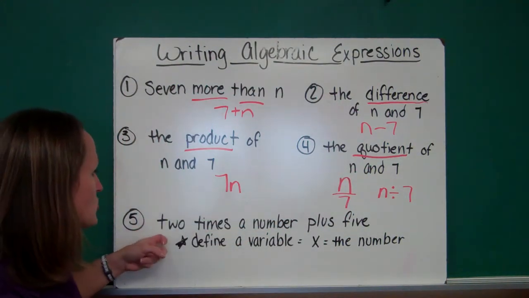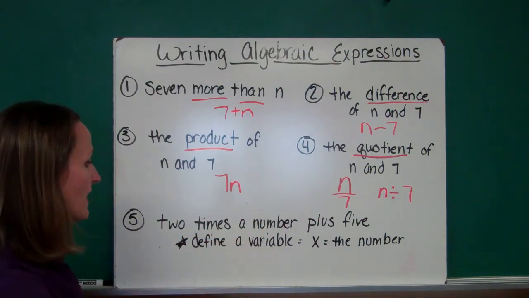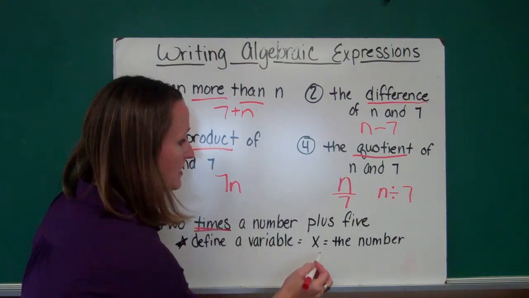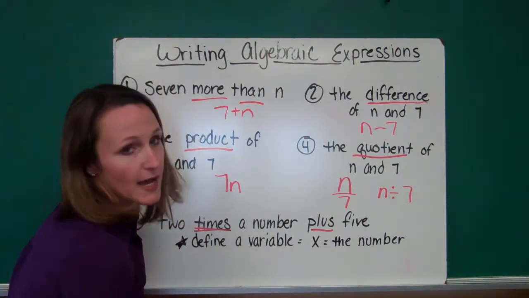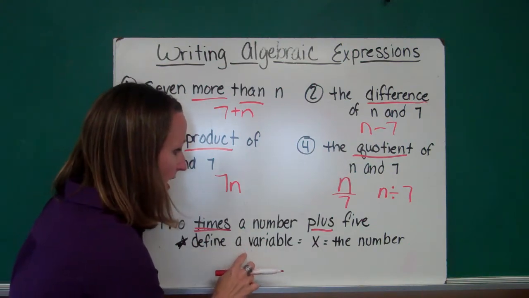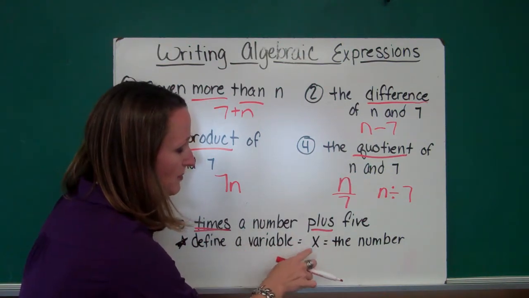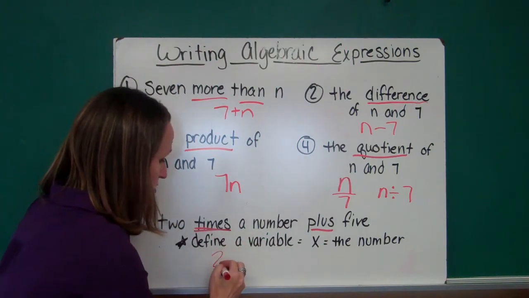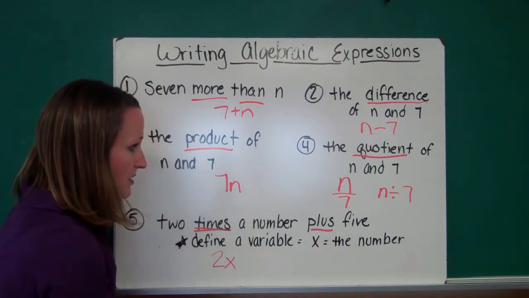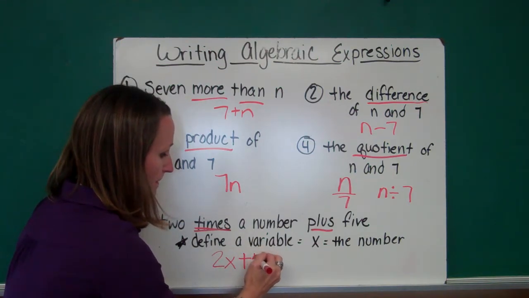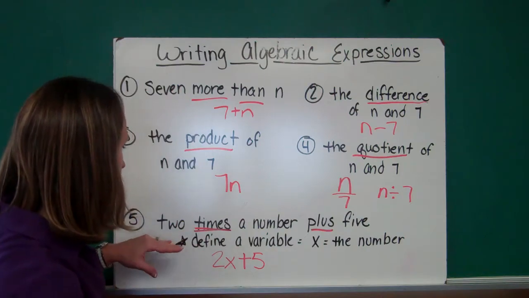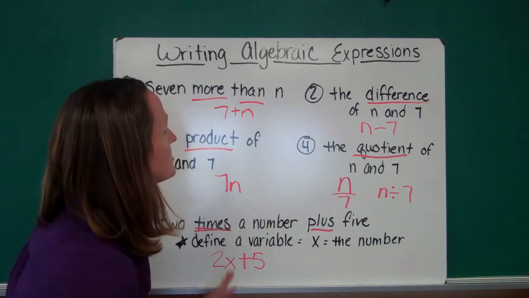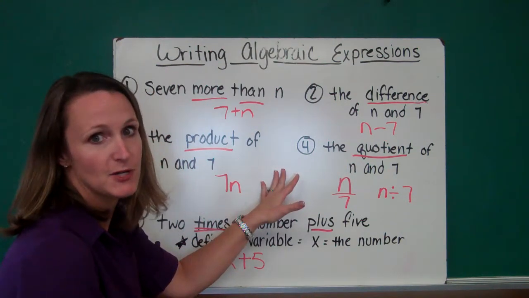Okay, so look at this one. We have 2 times a number plus 5. In this one, we have 2 steps. 2 times tells us to multiply, and then plus tells us to add. So the first thing you need to do is define a variable. We're going to use x to represent the number. So 2 times a number is just 2x. There's your multiplication step, plus 5. Okay, does that satisfy what we needed? 2 times a number, so 2x, plus 5. So these are all examples of algebraic expressions.